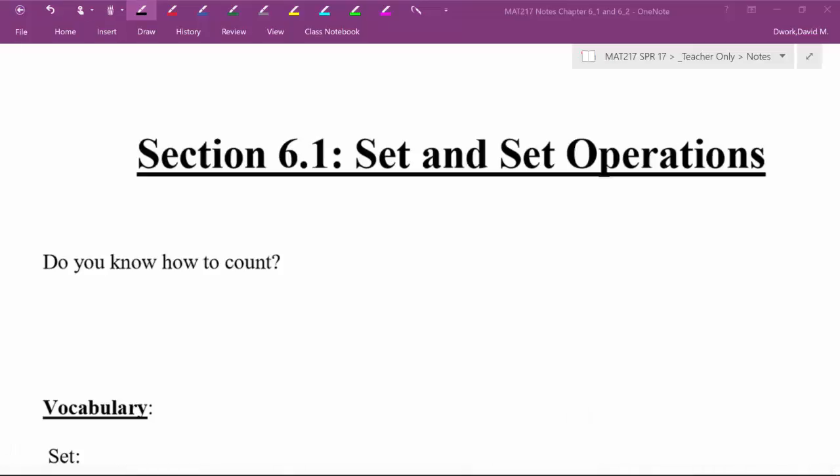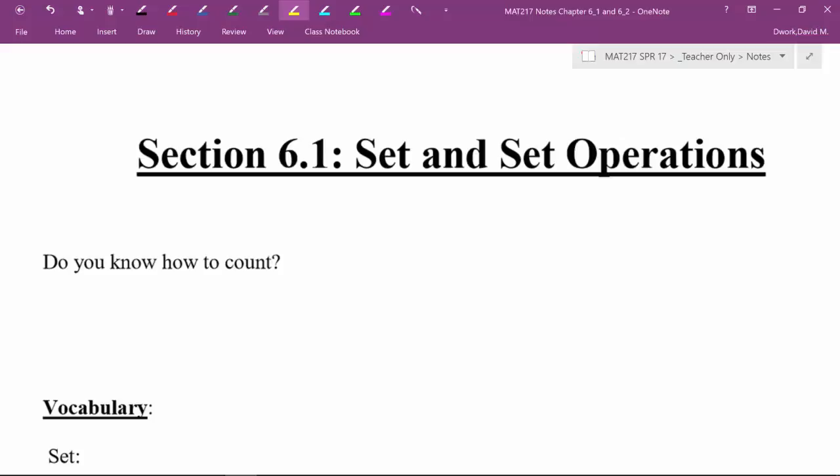We are now starting chapter 6, and this is really the beginning of the second half of the MAT 217 analysis for business class. The first half was all about optimization and maximization, minimization, and things related to that. This next half of the class is all about probability and statistics, and we're going to focus on probability for quite a bit of it.